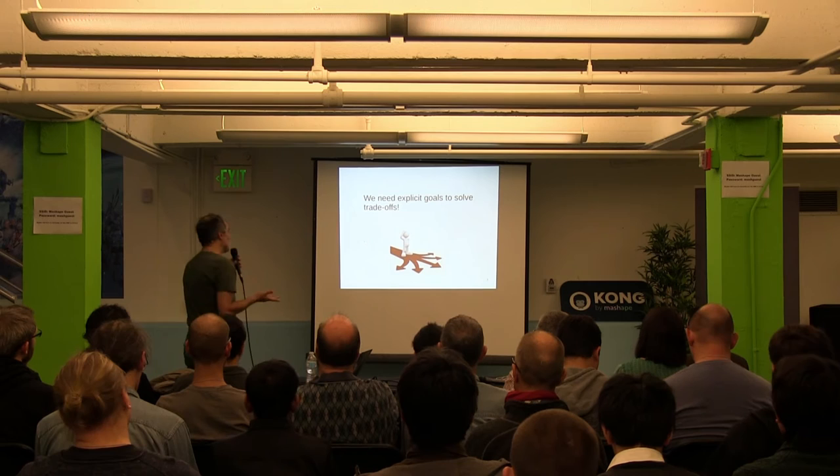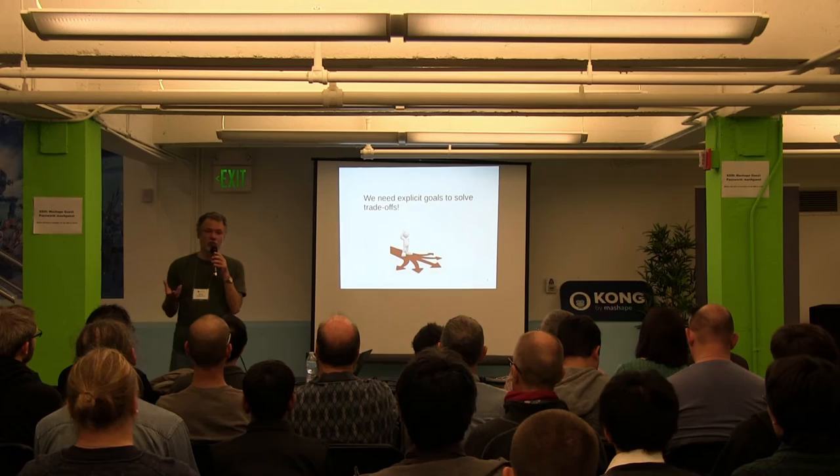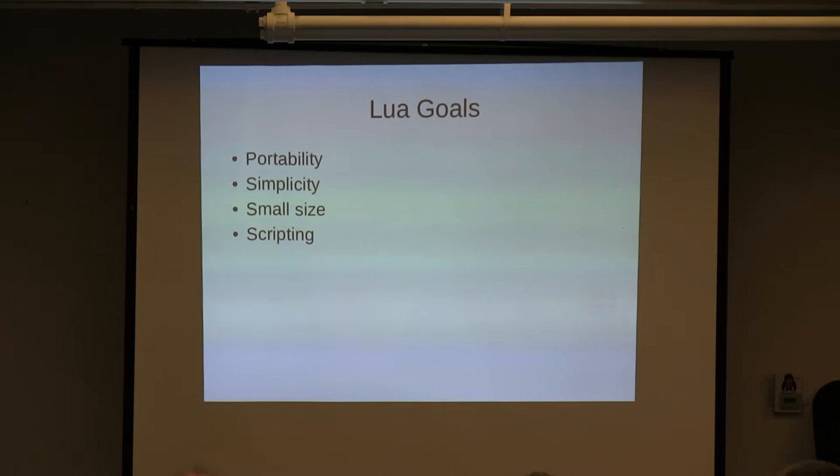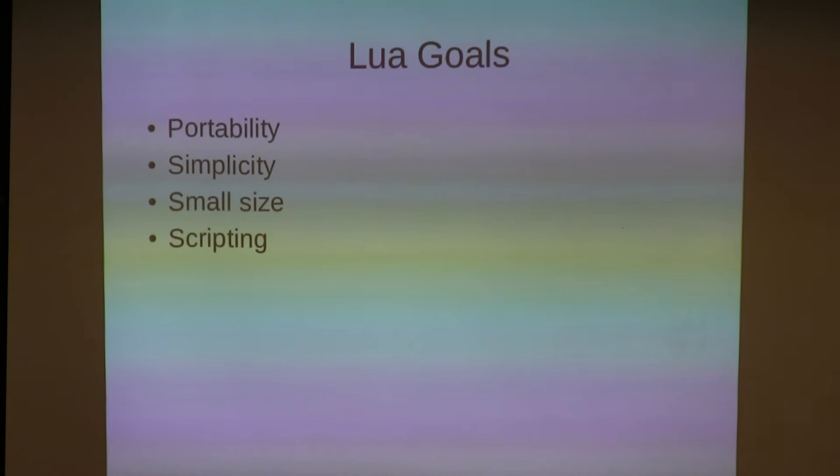So as I said, we need explicit goals to solve trade-offs. We need values. We need to know what is important for us, what we value most when we have to decide what to do about some trade-offs. And I think one of the most important characteristics of Lua, what sets Lua apart from most languages, is this set of goals, which are portability, simplicity, small size, and scripting.